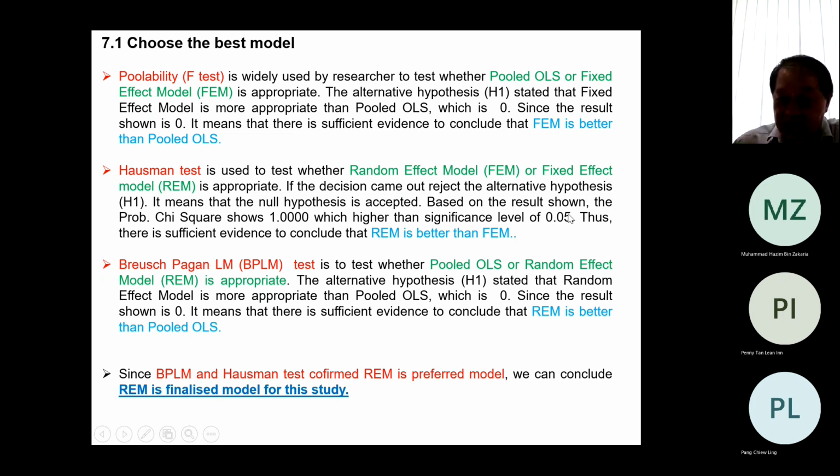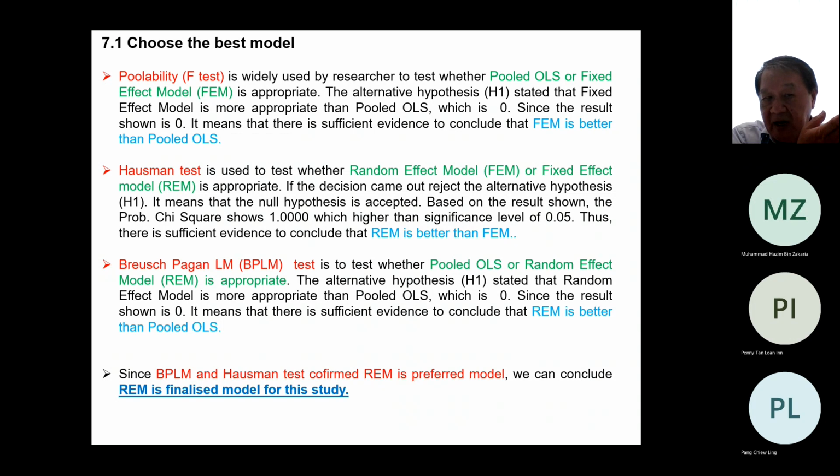So the alternative here, the H1 for REM is more than POS, which is zero. Since the result shown is zero, it means that REM is better. From here, you can see the first probability test, I say fixed effect model better. Second one, I test Hausman, I say REM better, random effect model better. The third one, DPLM, I say random effect better. Therefore, to conclude this, basically I say REM is better.